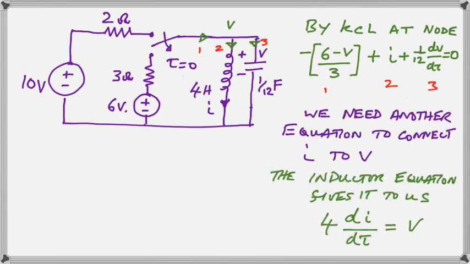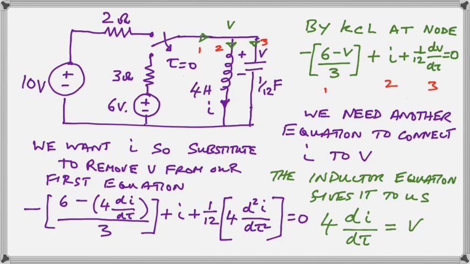So the next thing is to find another equation to connect I with V, because we have 2 unknowns, I and V, in that one equation. So the next perfect equation is the inductor equation itself, which gives to us 4 di/dt equals V. So that connects I and V, so we have to put that now into the other equation. So we substitute to remove V from our first equation by inserting our 4 di over dt.